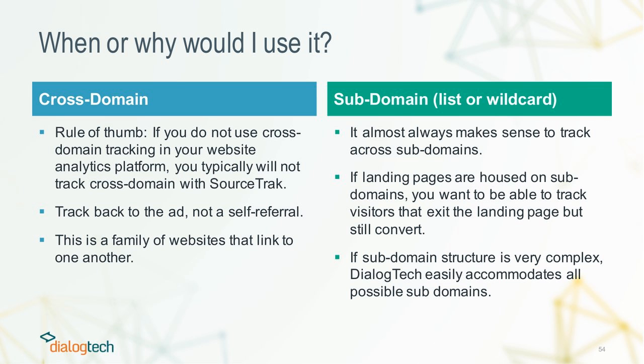So why would I, or why wouldn't I, use cross-domain and cross-subdomain tracking? My rule of thumb, and when I'm working with customers on this, I always say this, is that if you don't do cross-domain tracking in your website analytics platform, so if you don't have cross-domain profiles in Google Analytics, you're not doing cross-domain tracking in Adobe Analytics, I don't see any reason for you to do cross-domain call tracking. In those cases, you're creating conflicting attribution models, right?